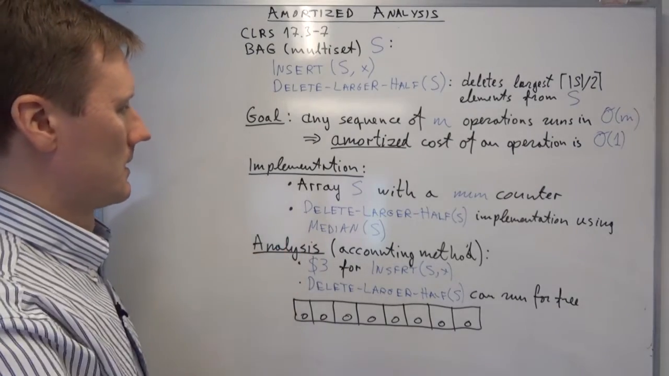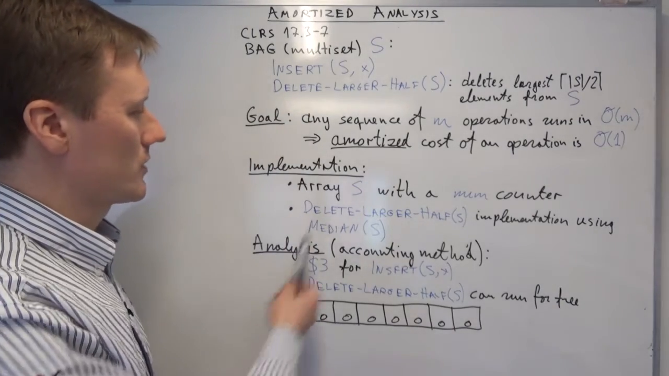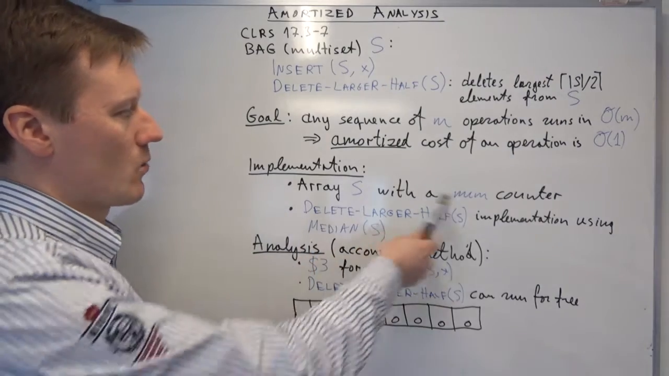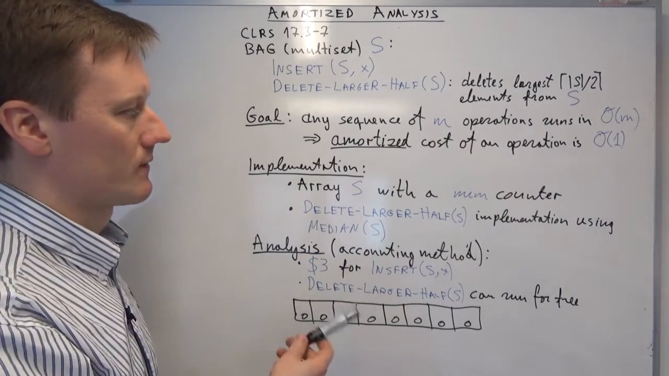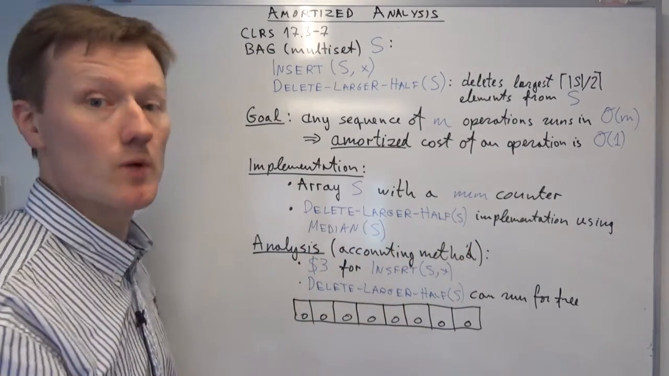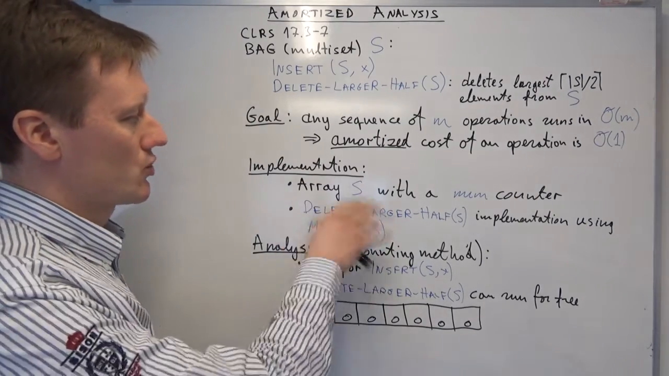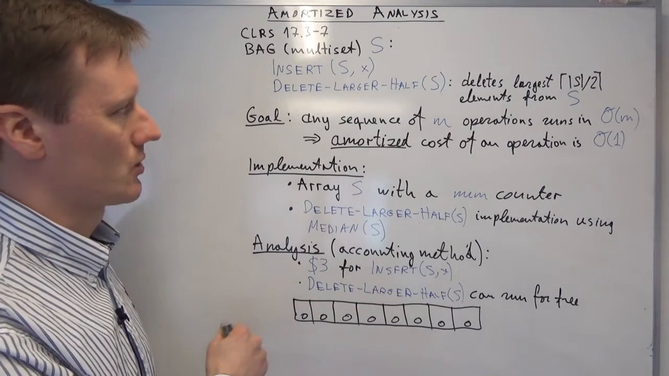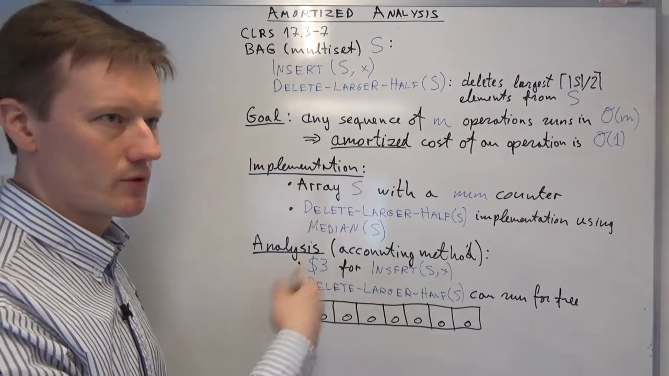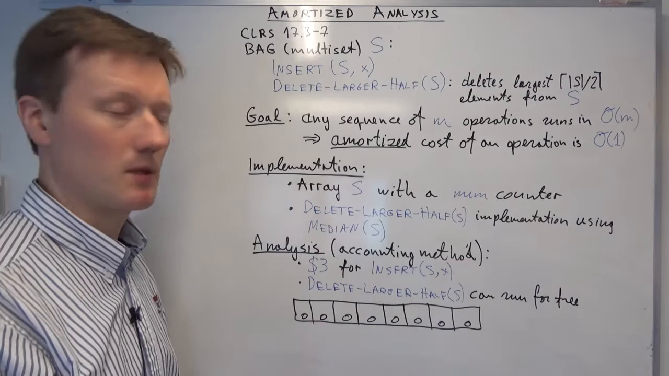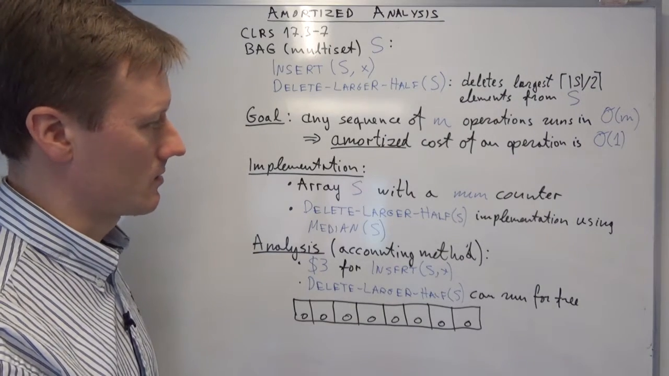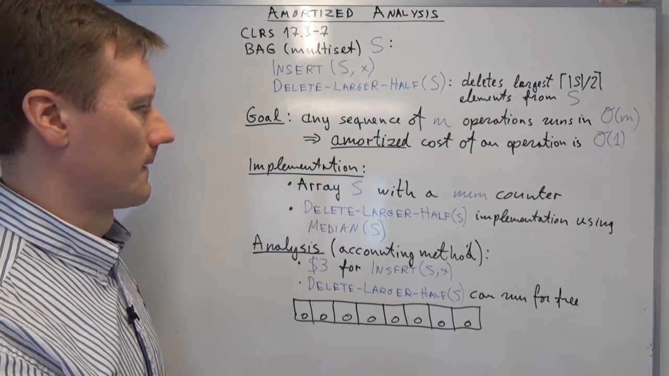To implement this data structure, we simply have an array S with num as the counter of how many elements we currently have in the array. So the size of the array may be larger. Let's initially assume that the array is very large, so we don't have to care about reallocating like in the dynamic table example from the course.